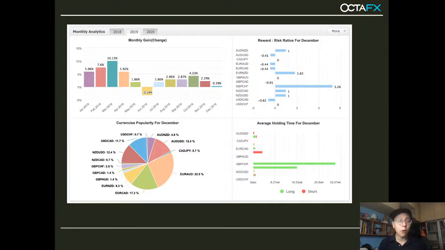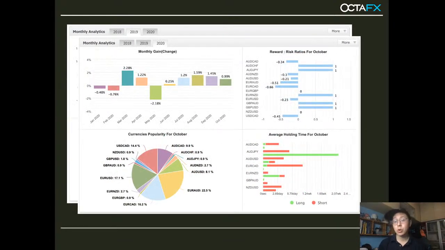So this is actually my performance last year in 2019. This is my performance in 2020. You can see up to October, that's the latest that I can get for you. There are ups and downs. That's a very real part of trading.